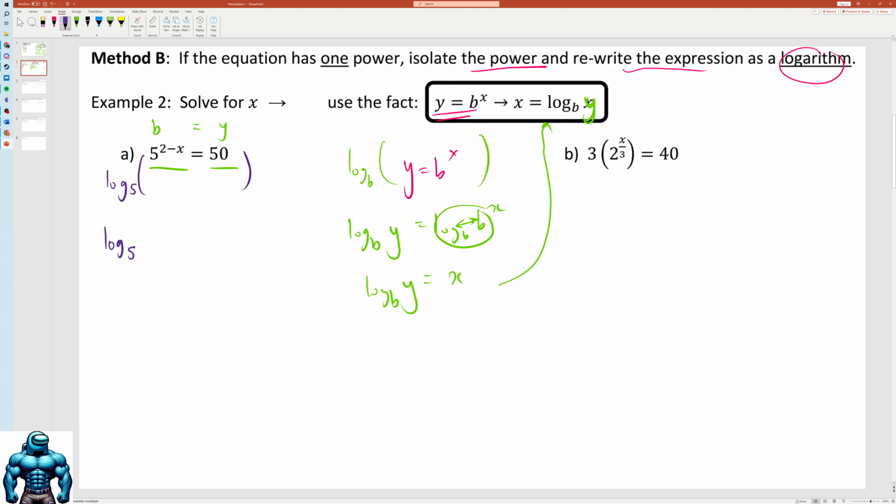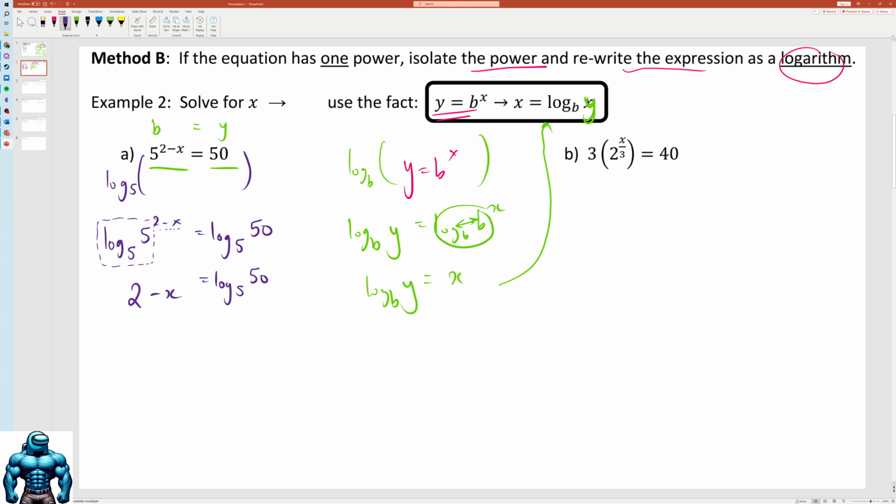Log base 5 of 5 to the 2 minus x. In the future, you're going to skip this step. You're going to go directly to the next line. Okay, well, we'll handle this log, this log base 5 of 50 in a second. We'll grab a calculator. This part, we need to once again recognize that these are opposite operations. So we'll be left with only the input 2 minus x.